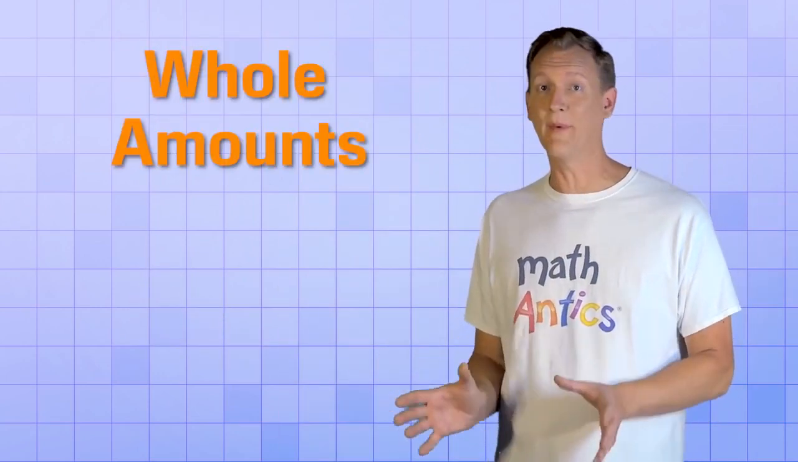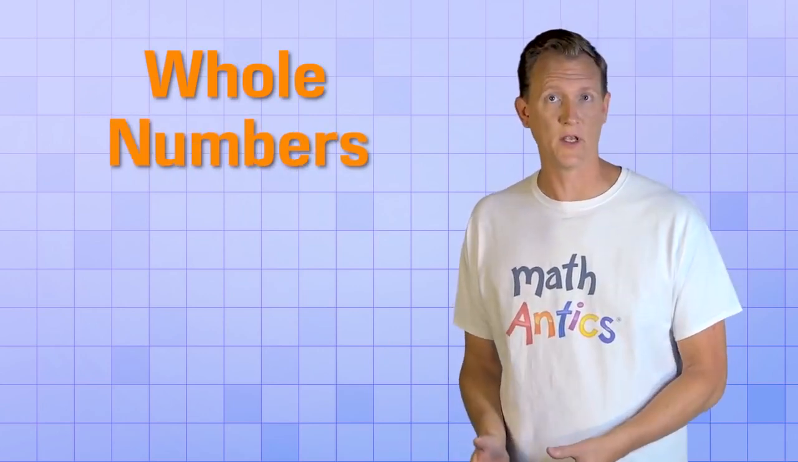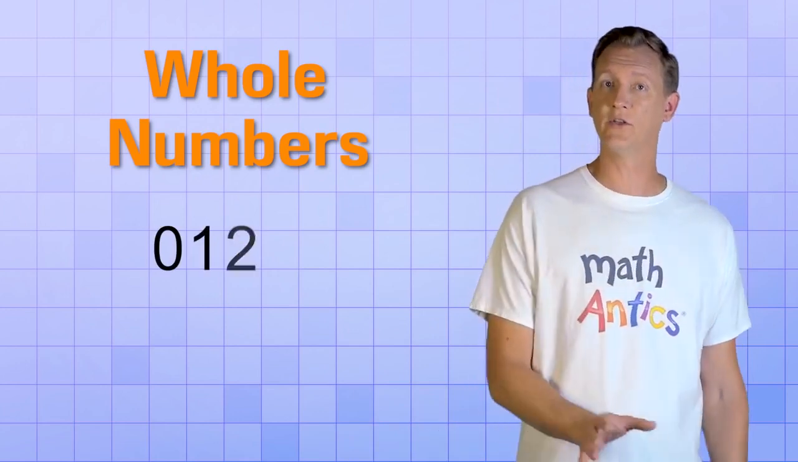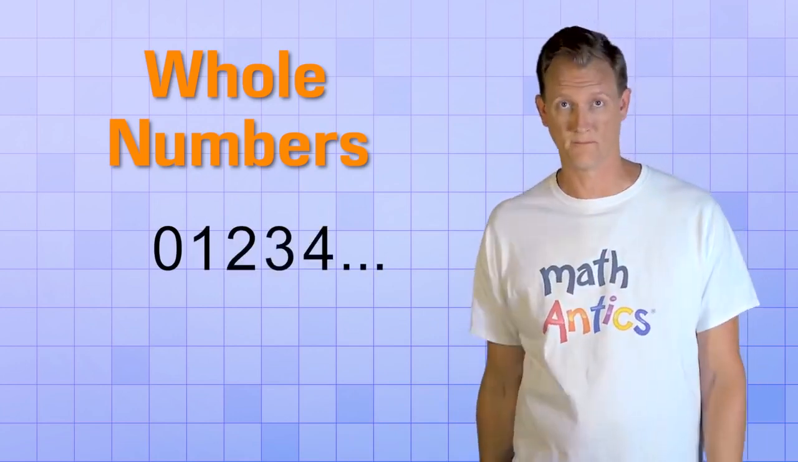What if you don't have a whole apple? In the place value video, we only learned how to count whole amounts, or what we call whole numbers, which is the set of numbers you get if you start with 0 and then count by ones, 1, 2, 3, 4, and so on.